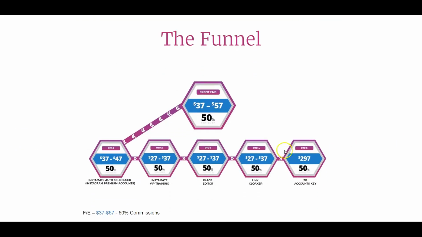Okay, here's the funnel here. It's going to start out at $37 for the front end. Then you're going to have the OTO 1, which is going to be the scheduler, for people wanting to save some time and just schedule all their posts for the whole week or the month. This is going to be a huge plus.